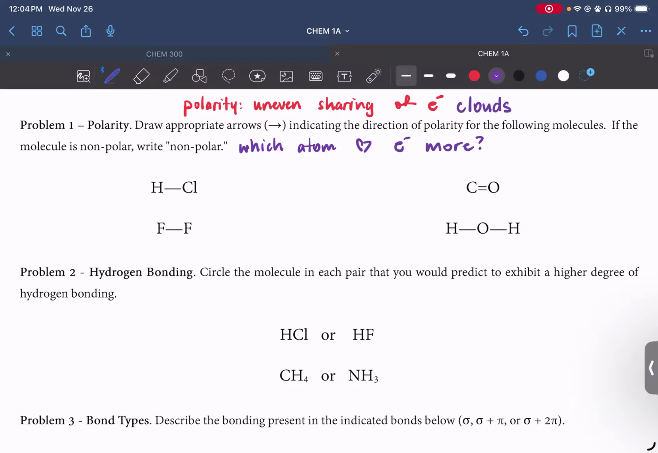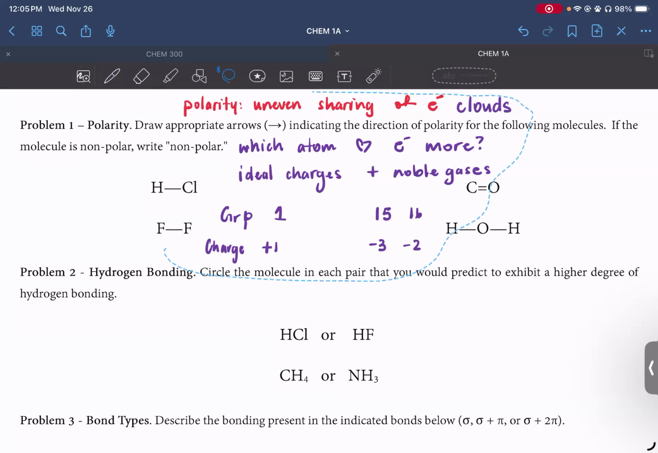Now, to answer the question of which atom loves electrons more, we think about ideal charges and noble gases. Recall that pretty much when it comes to adding or removing electrons, every atom wants to resemble noble gases. We think of, for example, that group 1 has a +1 charge, which means that it is, of course, likely to lose. Eventually, we get to, for example, group 15 that has a -3 charge. 16 is -2. I'm going to write this on another page so I have some space. Don't worry.